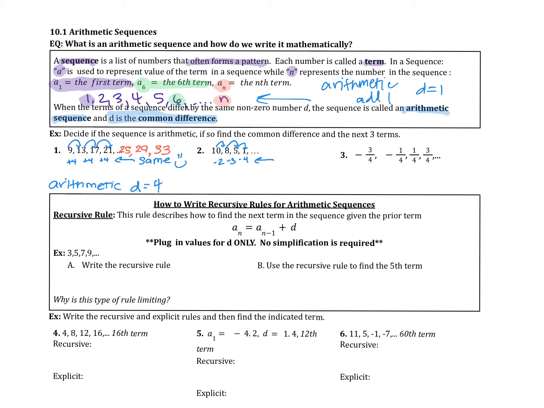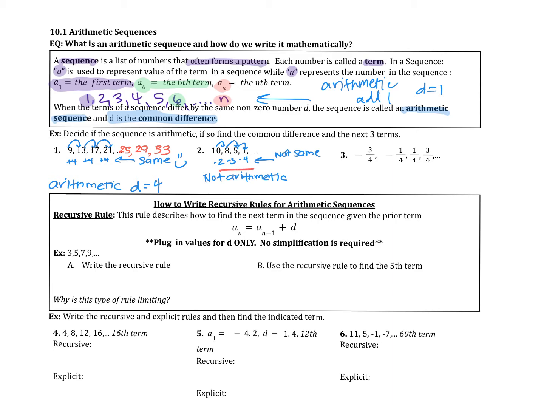Now, all of these numbers that are being subtracted are not the same. So this is a pattern. We could find the next 3 terms, and we will, but this is not arithmetic because there is not a common difference. The number that is being subtracted each time is changing. So we would say this is not arithmetic.